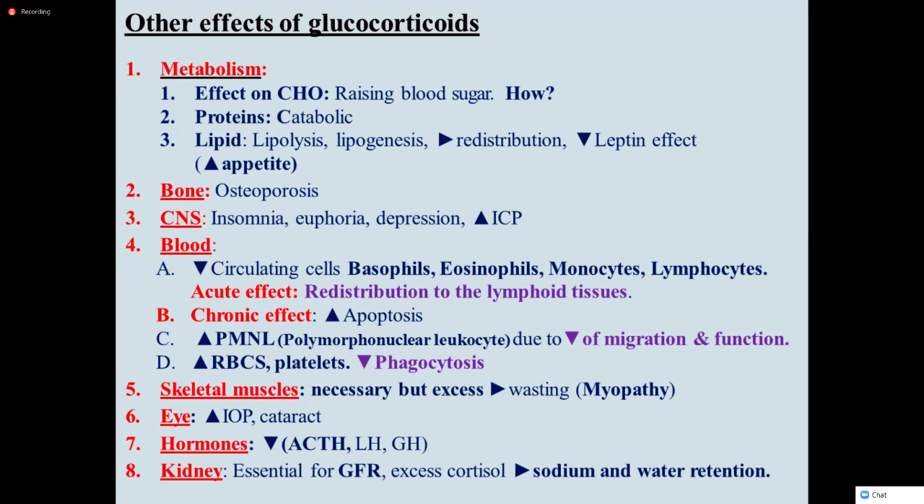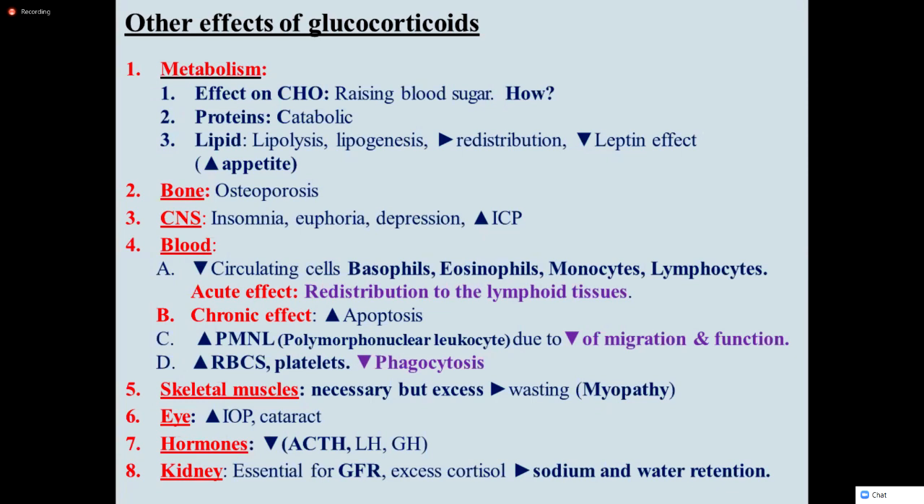Second is effect on the protein. So these glucocorticoids increase protein degradation and decrease protein synthesis. So mostly the effect is on the skeletal muscle. That's why there is decrease in the muscle mass in those who are taking glucocorticoids for a longer time.